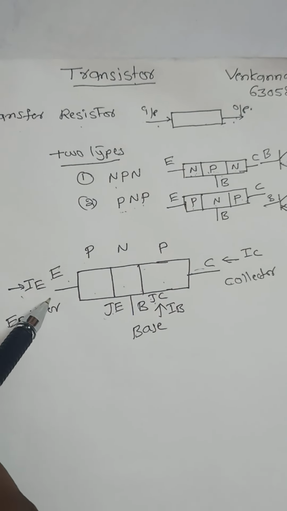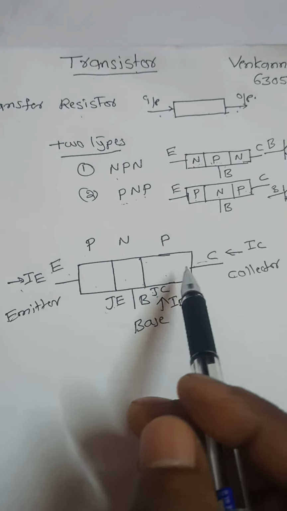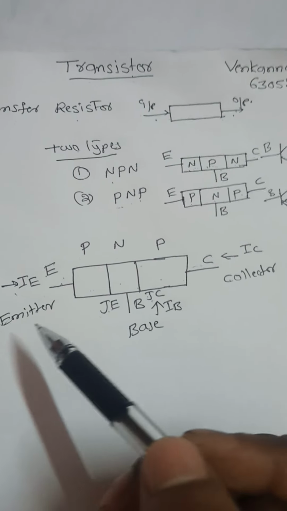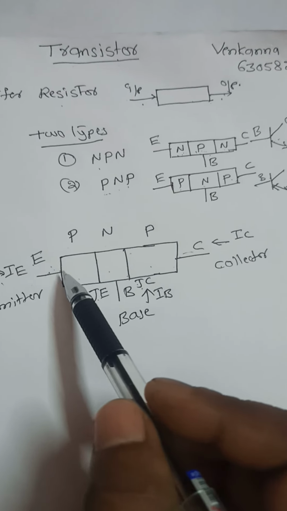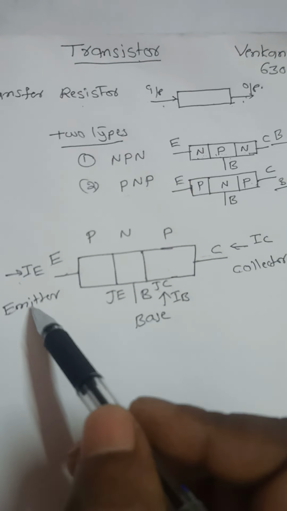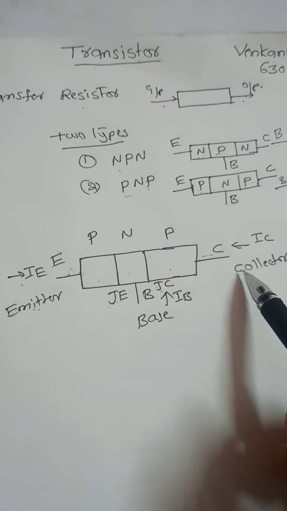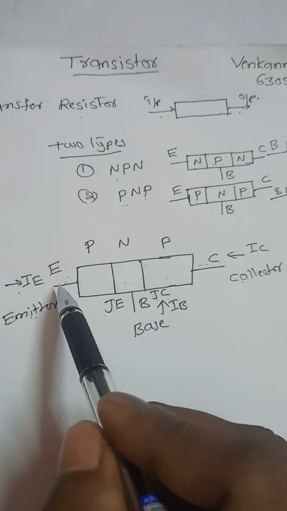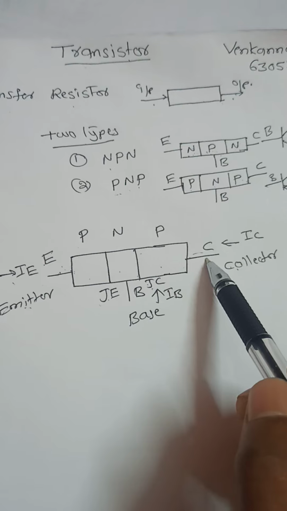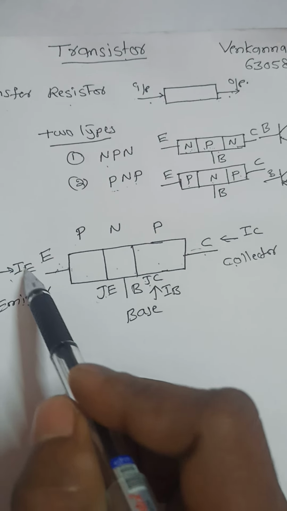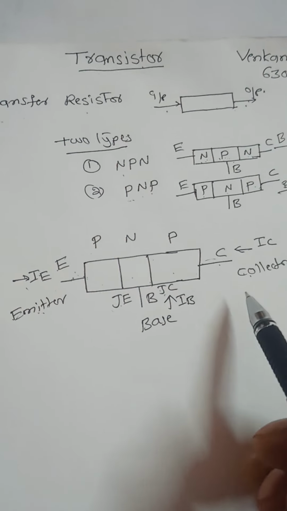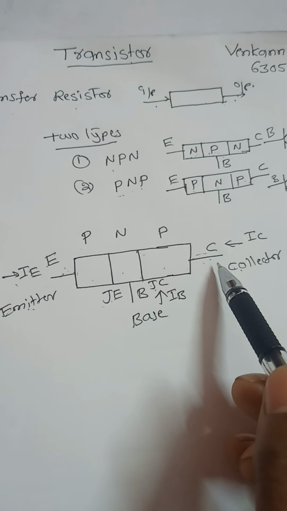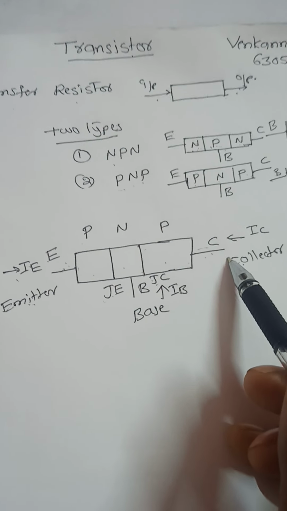So why is it known as emitter? Why is it known as collector? Basically the emitter emits carriers. That's why this is known as the emitter. And the collector collects the carriers from the input. Here the input is the emitter and the output is the collector. So this terminal collects the carriers from the input. That's why this terminal is known as the collector.